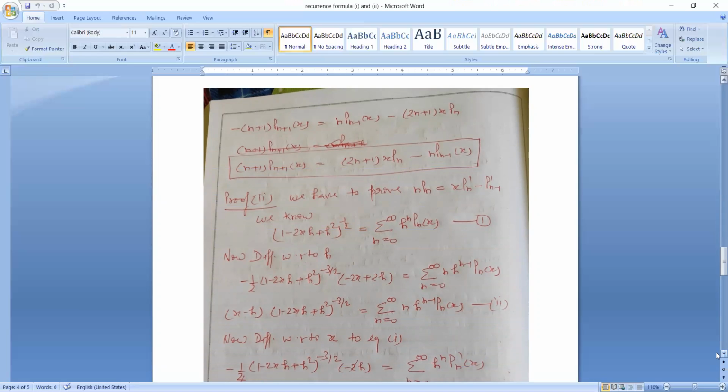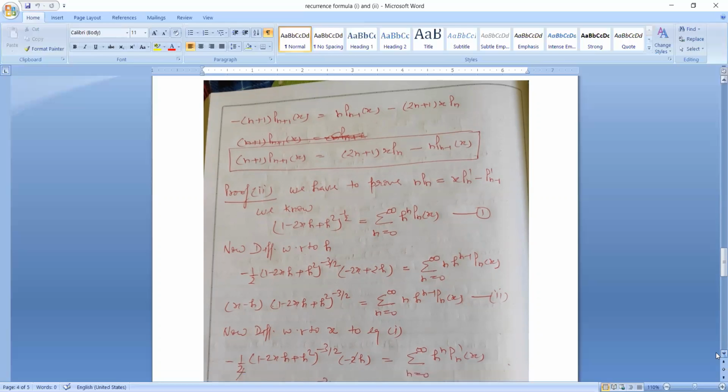We know the generating function (1 minus 2xh plus h squared) to the power minus 1 by 2 is equal to summation n is equal to 0 to infinity h to the power n P_n(x). This is equation first. Now differentiating with respect to h, then minus 1 by 2 (1 minus 2xh plus h squared) to the power minus 3 by 2 times (minus 2x plus 2h) is equal to summation n is equal to 0 to infinity n h to the power n minus 1 P_n(x). This is (x minus h)(1 minus 2xh plus h squared) to the power minus 3 by 2 is equal to summation n is equal to 0 to infinity n h to the power n minus 1 P_n(x).